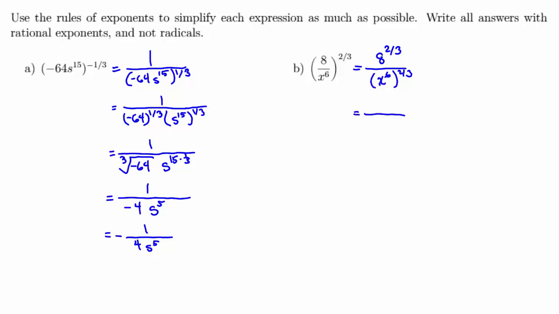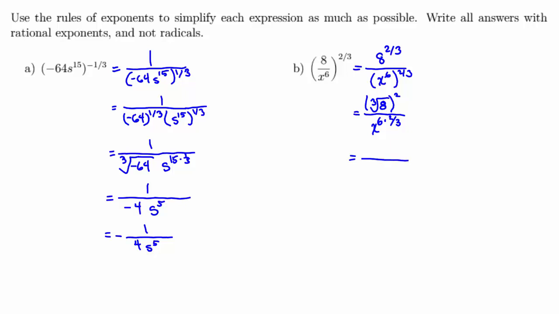Now, I have an expression that's just a number in that numerator, so I'm going to use the radical property and turn this into the cube root of 8 squared. And in the denominator, that x to the 6th raised to the 2/3, I'm going to multiply those exponents. So I'll have x to the 6 times 2/3. And in this next step, I'll finish simplifying.